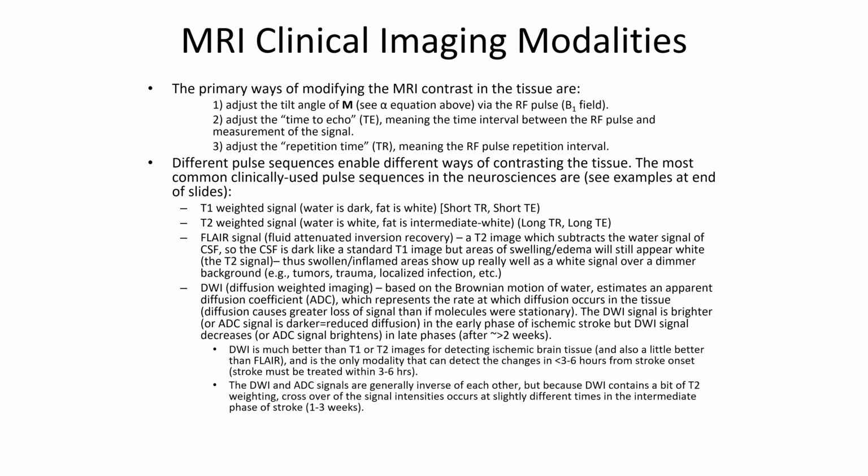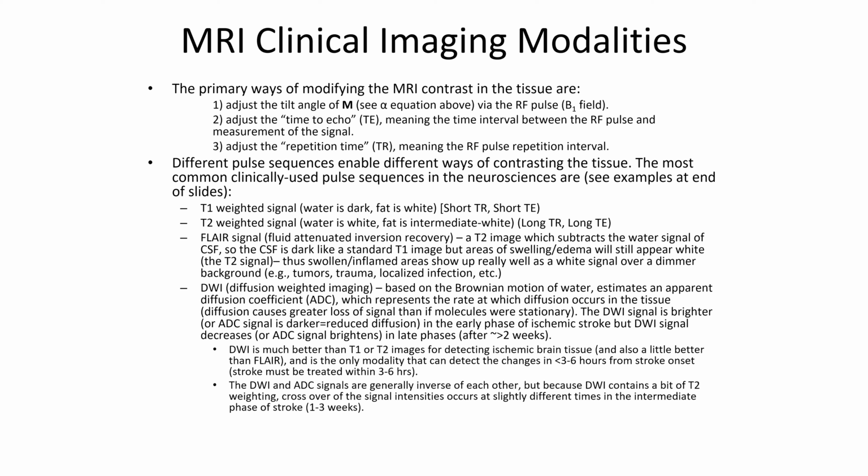And we can also adjust the repetition time, meaning that we can give multiple radio frequency pulses and see how it affects the tilting of this magnetization vector M. So all these different pulse sequences enable different ways of getting contrast. And we talked about these different modalities already. The T1 signal where water is dark. We have a T2 signal where water is white.